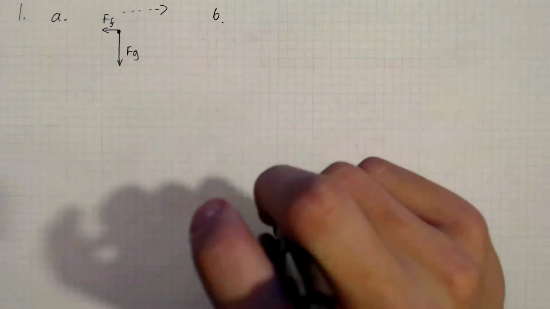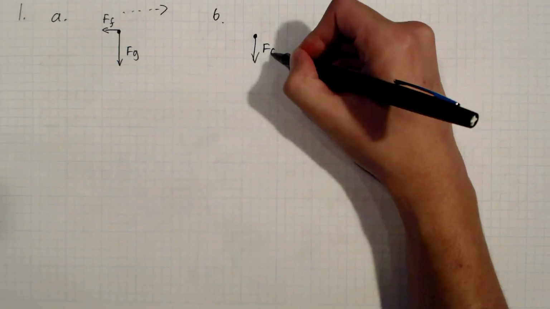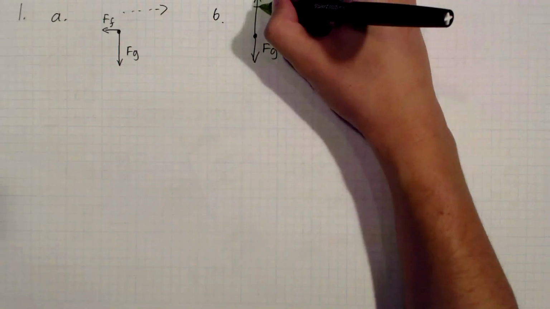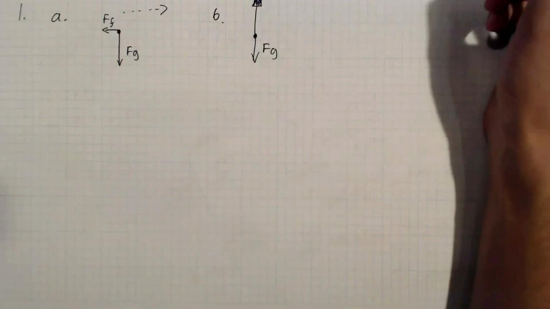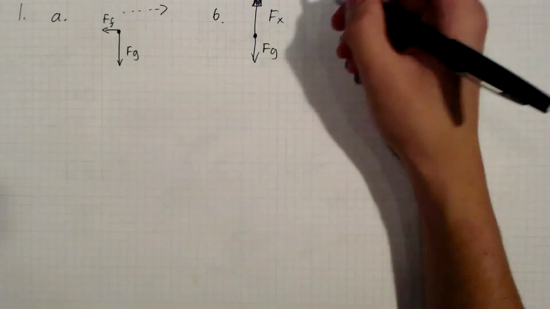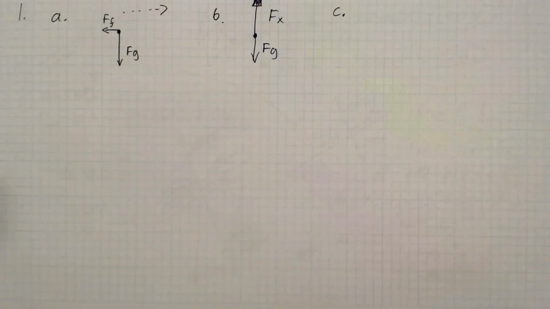Now, part B says a rocket leaving the launch pad with its engines operating. Okay, so rockets have to accelerate to get out of the atmosphere, meaning they have the force of gravity downwards and a bigger force, that gets cut off, but it's up here. A bigger applied force, we'll call it F of x, upwards. And then part C says a heavy crate being pushed across a rough surface.